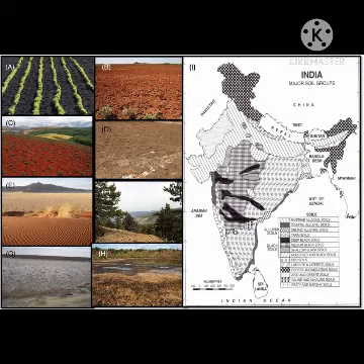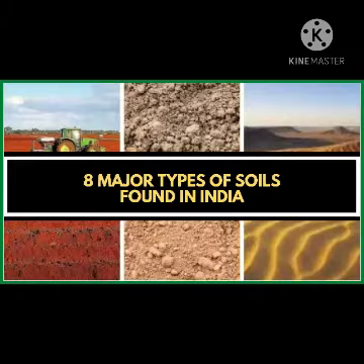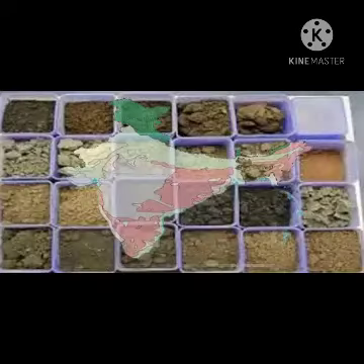Soil is the thin surface layer of the earth which comprises intermixed mineral and organic substances. So soil is a thin layer mixed with minerals and organic substances. It is one of the important natural resources of India because agriculture is mainly concerned with the soil.